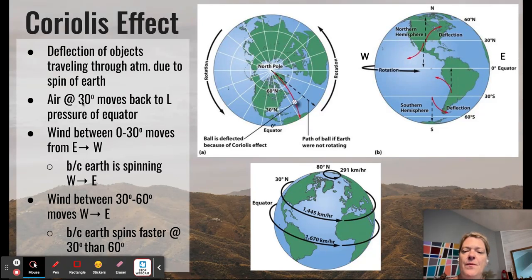Because of this, air at the 30 degrees, so we have those Hadley cells, right, that have gone up, and now we've got air at 30 degrees. And it's going to actually come back down, but it's actually going to keep moving.